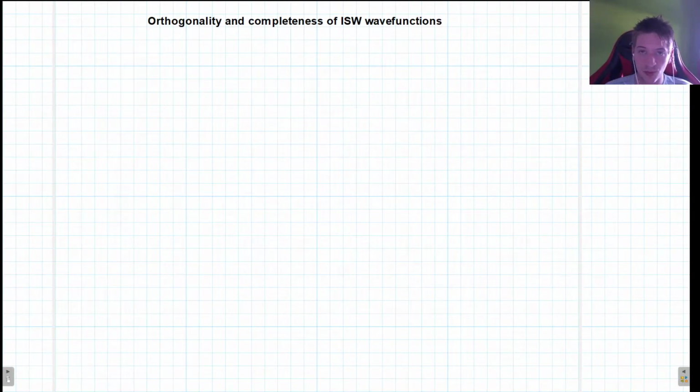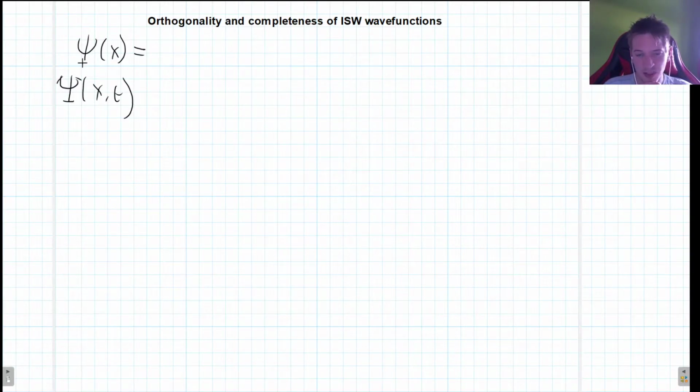This time we're going to be proving the orthogonality and discussing the completeness of the infinite square well wave functions. So in the last video we showed that this psi of x, the wave function, remember that the actual wave function is also going to have a time dependent part, right? But we said we're still going to call this psi of x the wave function, although it's actually just a stationary state. But just for ease of communication, we're going to be calling it the wave function anyways.